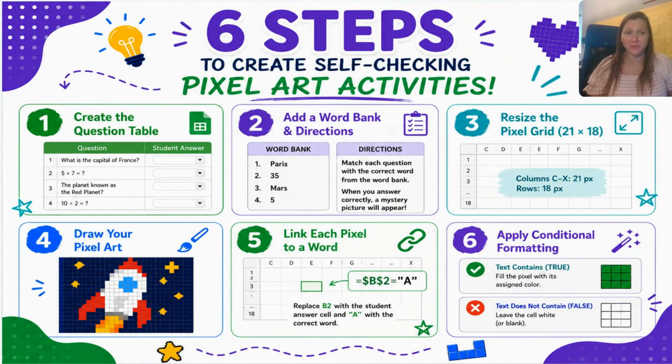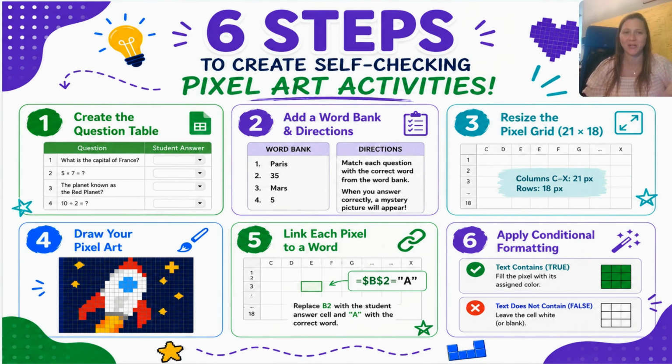So how do you build one of these? There are 6 steps, and we're going to walk through them together. The first is to create your question table. The second, add a word bank and directions. The third, you're going to resize your grid into pixels. The fourth is the most time-consuming one, but you're actually going to draw your pixel art. The fifth, link each pixel to a correct answer. And the 6th is apply some conditional formatting to give them some red, green cue feedback on whether their answers are correct or incorrect.